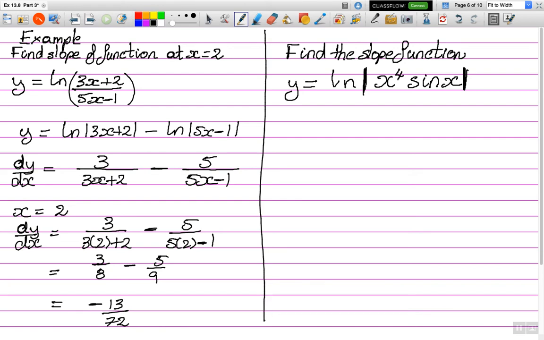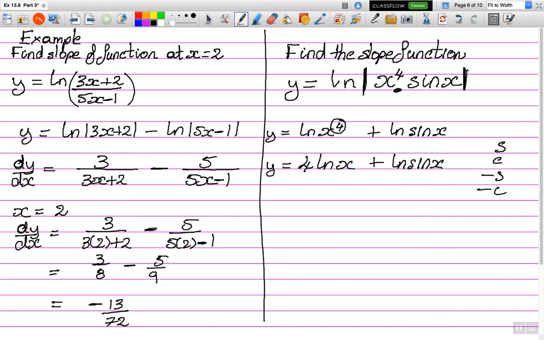Next example. Again, did you spot it was the log of a product? If you spotted it was the log of a product, then you know it's going to be the log of the first plus the log of the second. Before you go any further, did you spot that this is the power law? So now you can bring the power down to the front. So it's 4 log x plus log of sine x.